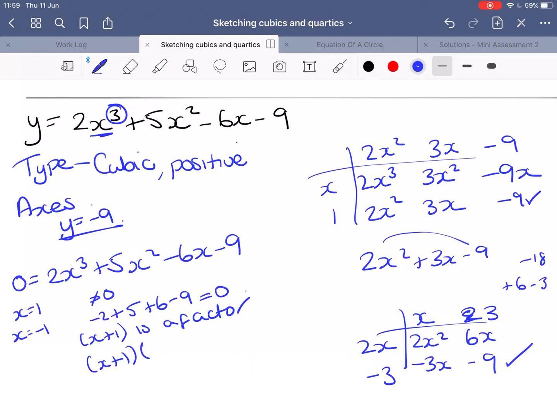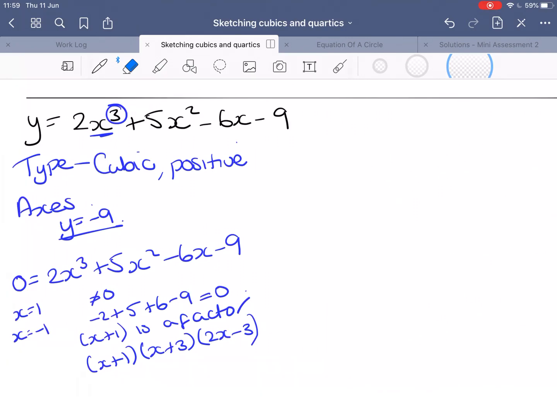So my factorisation gives me x plus 1, x plus 3, and 2x minus 3. And I know I was quite quick there, but that's almost the type of speed that you need to be getting to with this. Okay, nice and quick. It becomes second nature. All right, so my solutions are x equals minus 1, x equals minus 3, or x equals, now 2x minus 3 equals 0, so 2x must be 3, so it must be 3 over 2.